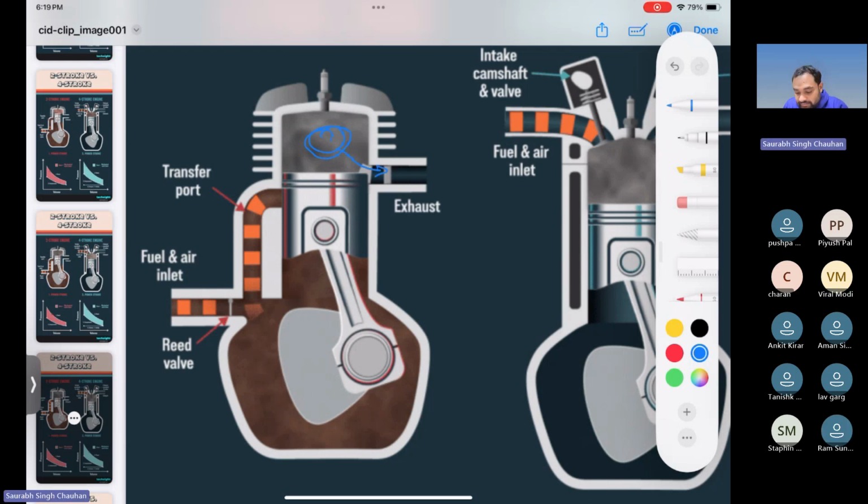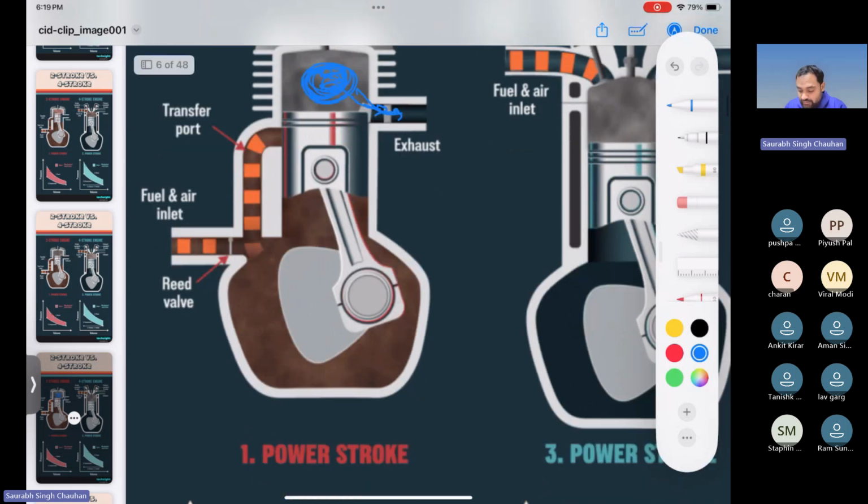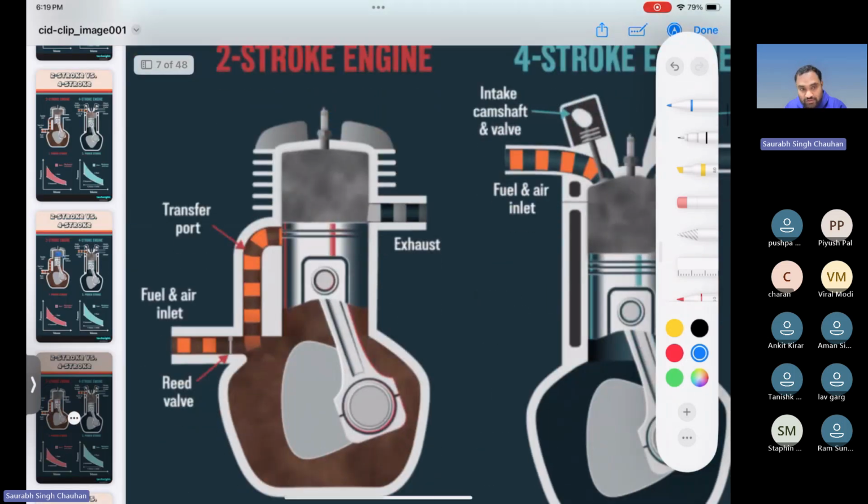So whatever gases are there inside the cylinder, they will start to come out from the exhaust port. There is no valve, only the piston is covering and uncovering these ports. The piston is still going down. Now it has come down more, and the exhaust port has completely opened, so the gases are still coming out. Now the transfer port is still closed.